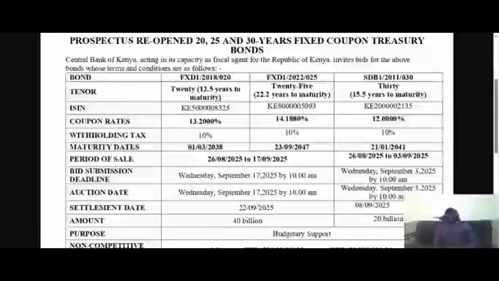Now, it invites bids for the above bonds whose terms and conditions are as follows. You see, these are the terms and conditions of the bond. Skipping reading the prospectus is a very dangerous move when it comes to investment. Whenever you are making an investment decision or an investment move, never make that mistake of skipping the terms and conditions. The Central Bank of Kenya has told you clearly that these are the terms and conditions of the kind of investments that we are talking about.